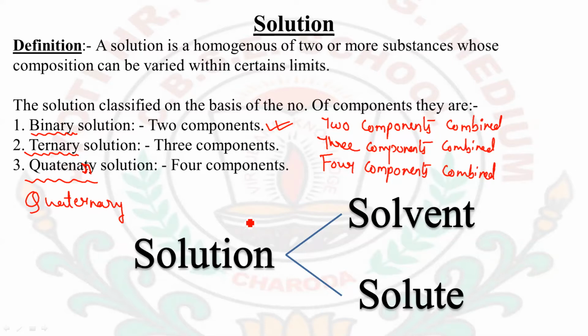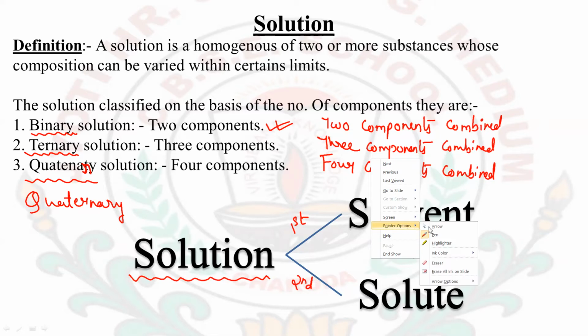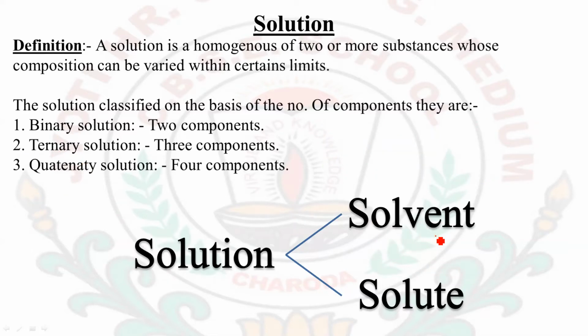Now, solutions have two parts, or we can define the two components of a solution in the following way. A solution can be defined as the mixture of solvent plus solute. Now, what is solvent and what is solute? Let's discuss these two topics.